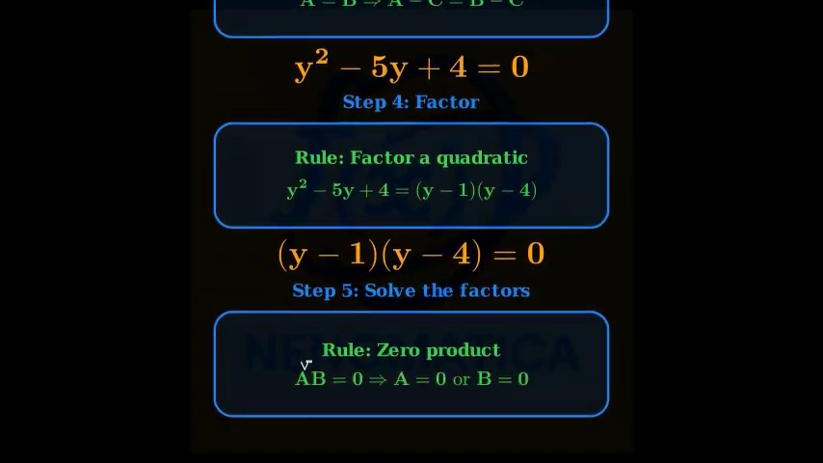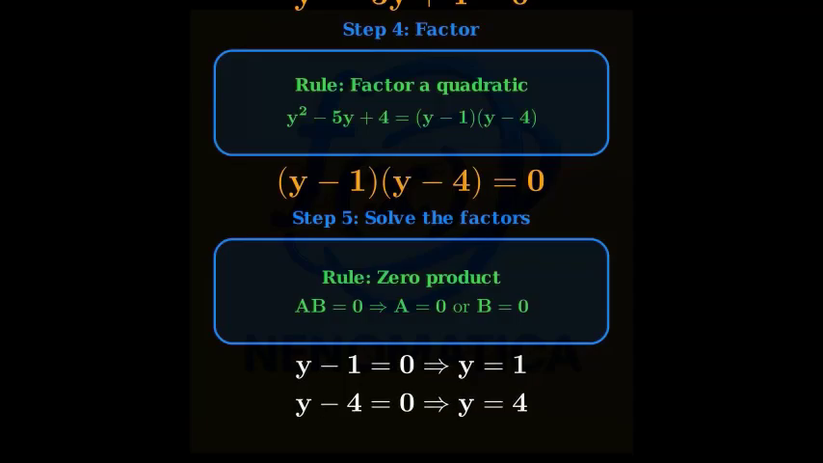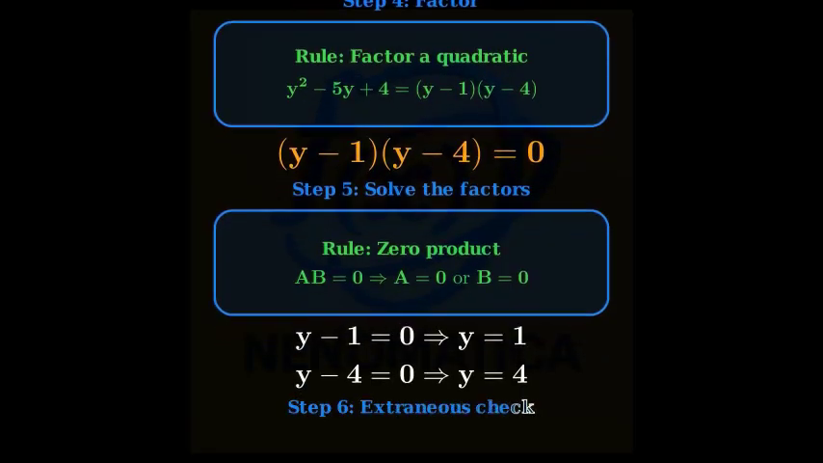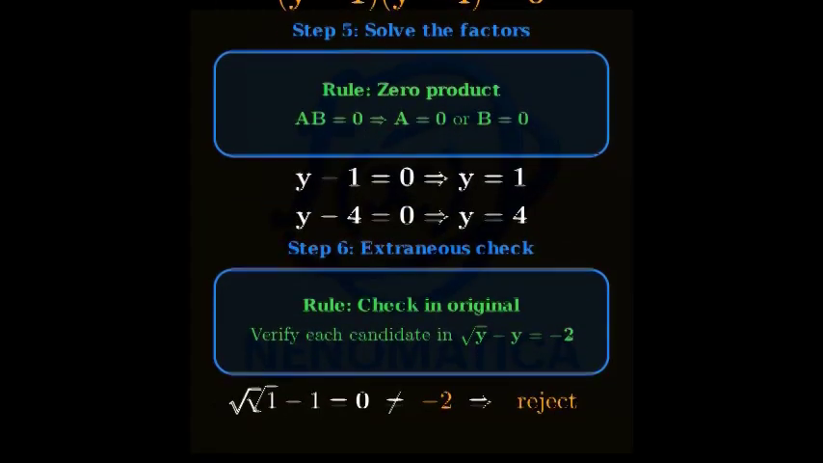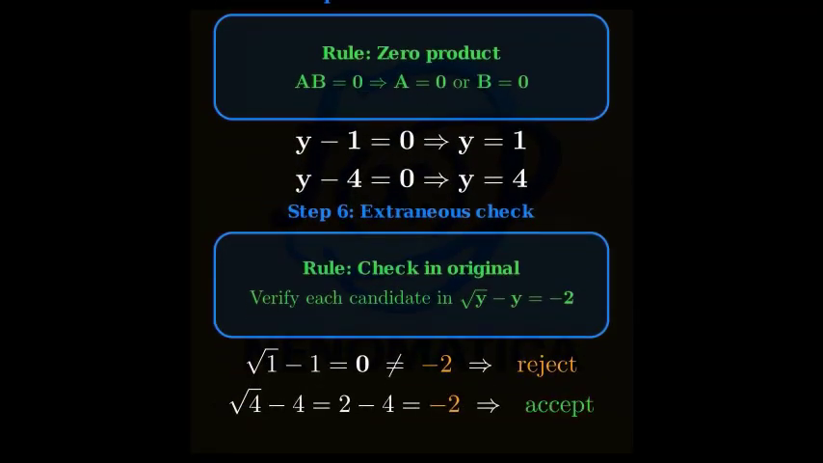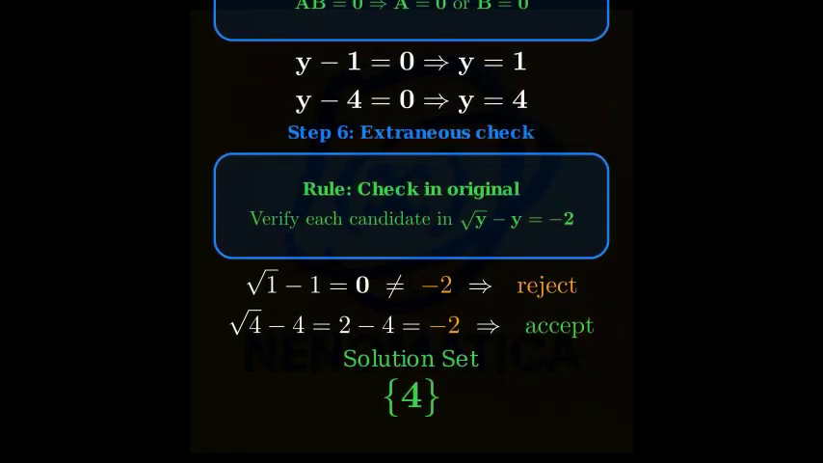Either y minus 1 equals 0 or y minus 4 equals 0, which gives the candidates y equals 1 and y equals 4. Step 6. Check for extraneous roots in the original equation. Substitute y equals 1 into square root y minus y equals negative 2. That gives 0, which is not negative 2, so y equals 1 is extraneous. Substitute y equals 4, and we get 2 minus 4 equals negative 2, which works. Therefore, the solution set is the single value 4.